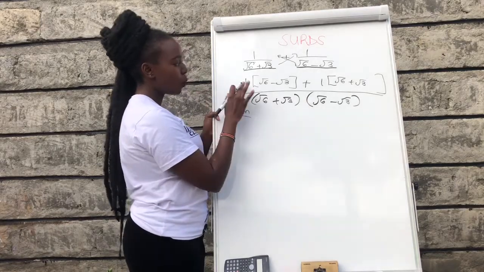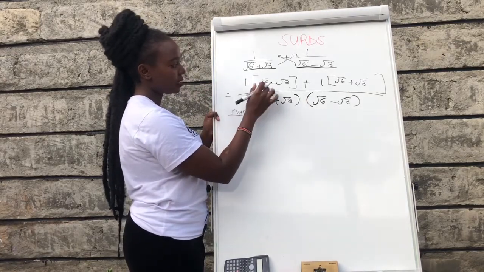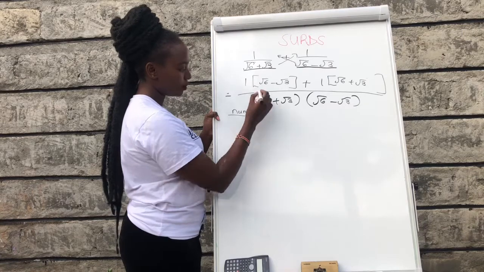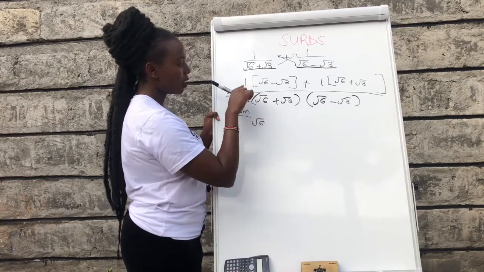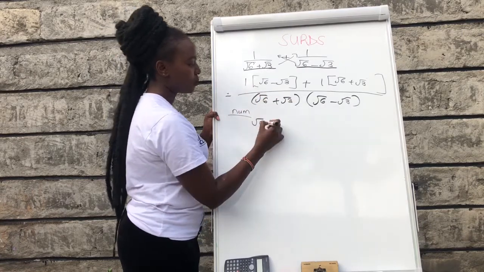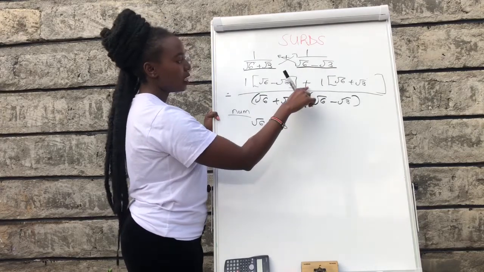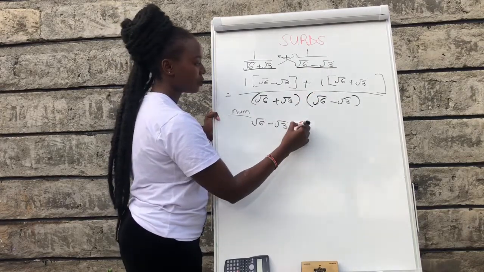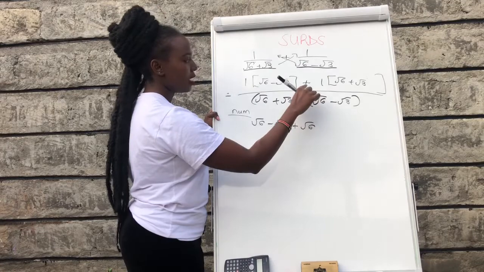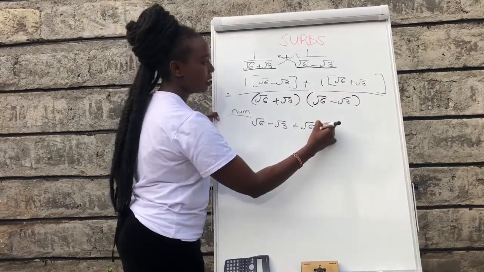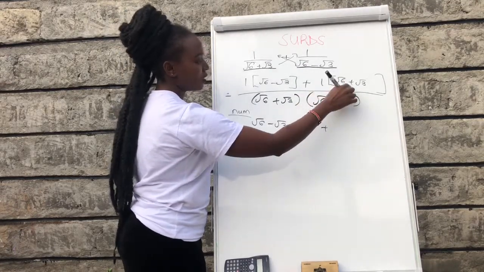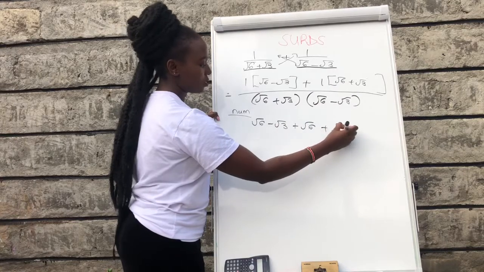So while opening the brackets, basically this becomes 1 times root 6 becomes root 6. 1 times negative root 3 becomes negative root 3. 1 times root 6 becomes plus root 6. And 1 times root 3, positive times positive is positive root 3.